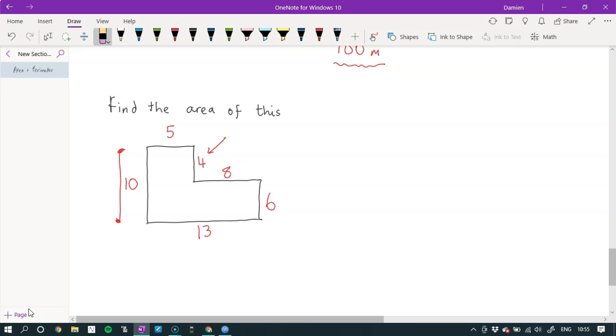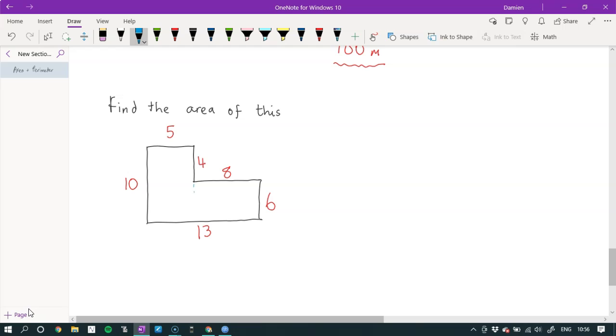So now we've filled in all the sides. Let's see if we can work out our area. We may not need all of these sides. Let's see what we can do. When you're working out the area, what you're going to try and do is split the shape into 2 rectangles or 2 squares or a rectangle and a square. And you can do it a couple of ways. So here's one way you could do it.